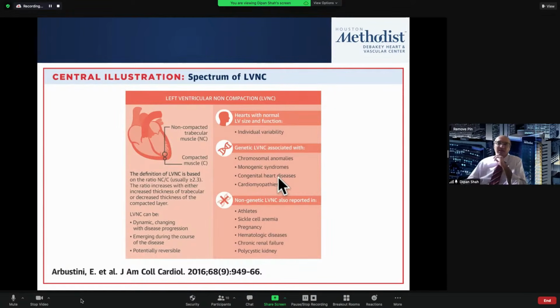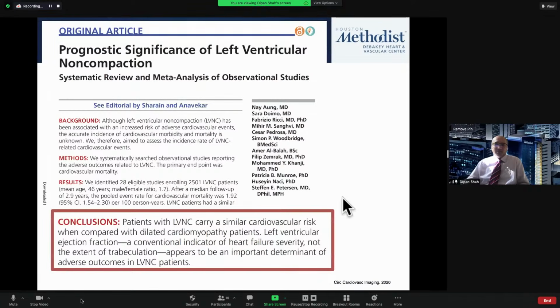This was a very nice review article in JACC, which I think highlighted the fact that there's still a lot of uncertainty with regard to LV non-compaction. It's important to keep in mind that there's individual variability, that sometimes you can get the phenotype of hypertrabeculation in athletes, in pregnancy, as well as a variety of other conditions, but that there are at least some emerging data showing an association with chromosomal abnormalities, congenital heart disease, and cardiomyopathies as well.